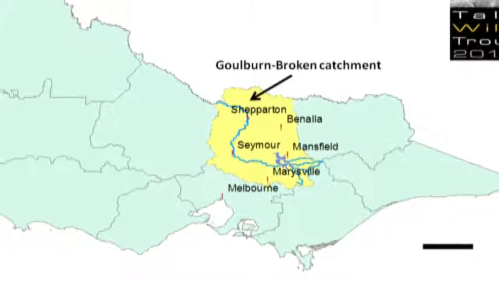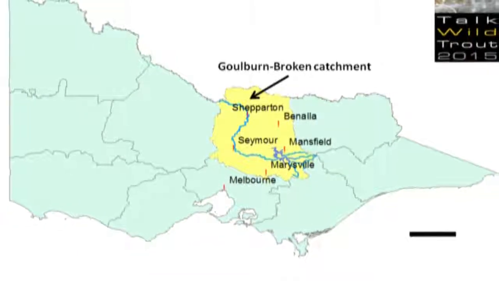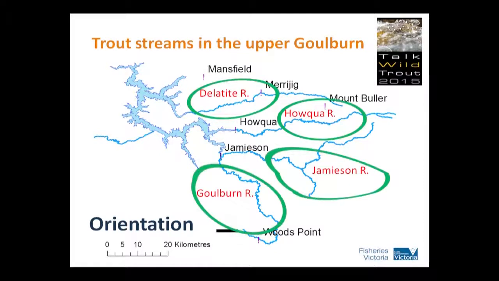And so we're looking at what's happening in the Goulburn Broken CMA, in particular the upper reaches of this and these trout streams above Lake Eildon. And again, a little bit more of a map to orientate where we are. Here I'm going to focus mainly on the Delatite, the Howqua, the Jamieson and the Goulburn. There's Mansfield there. I'm going to look at what's happening in these streams.